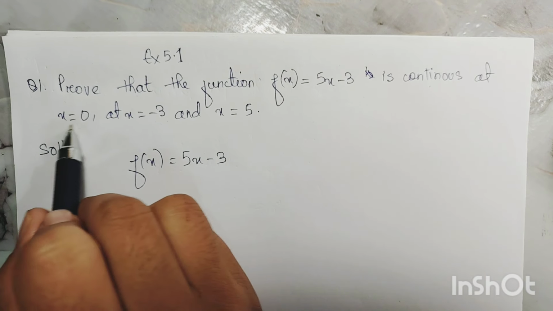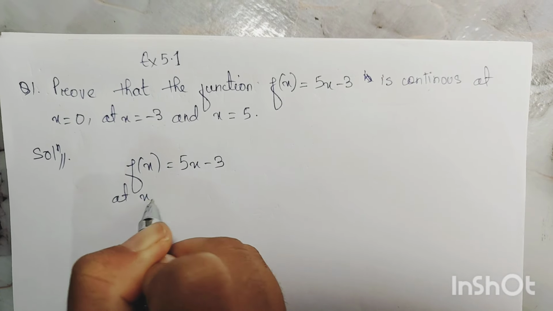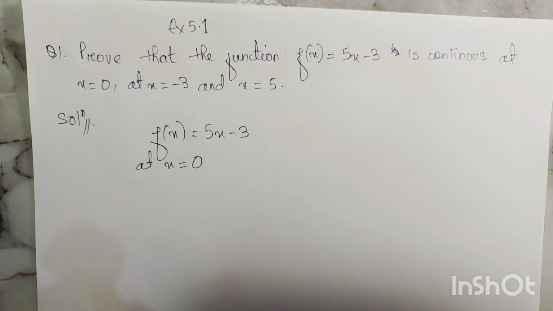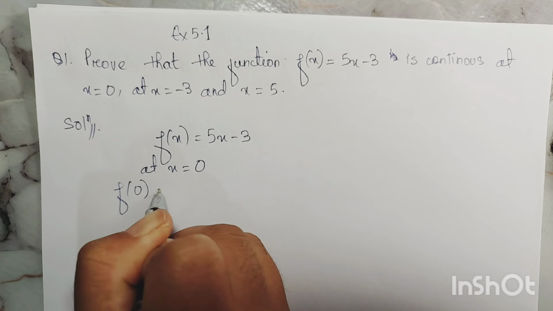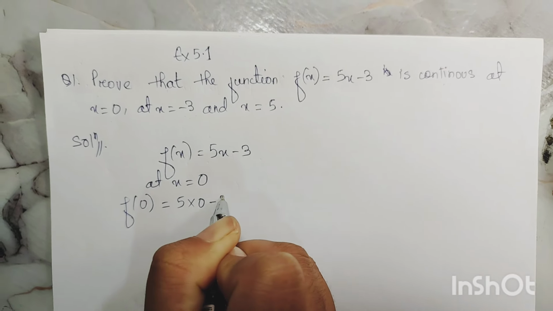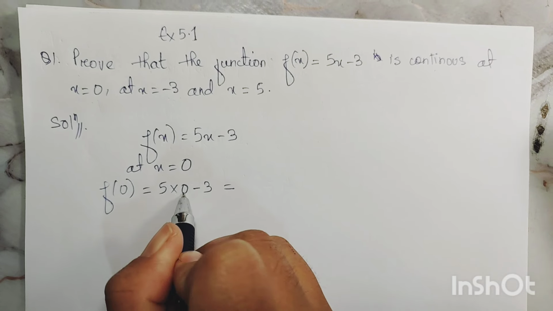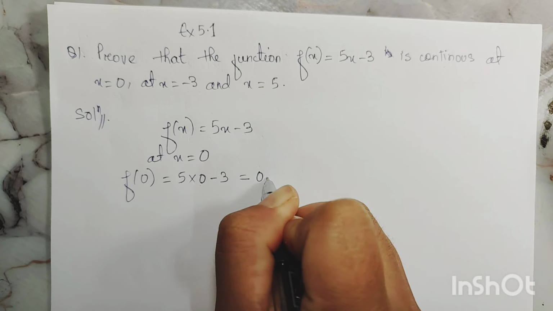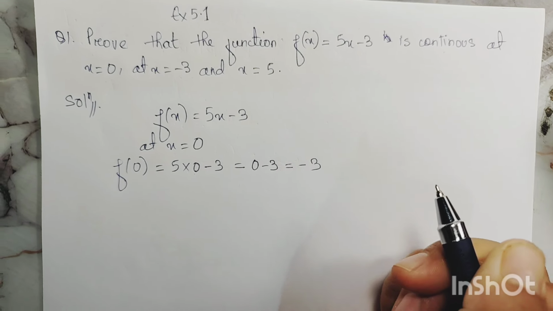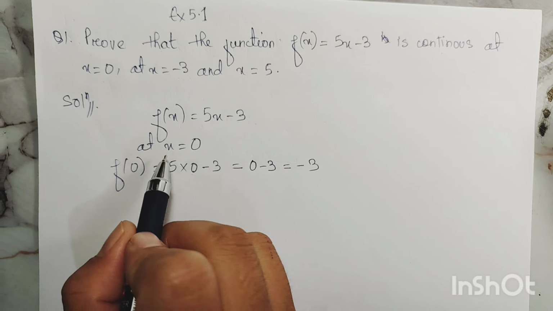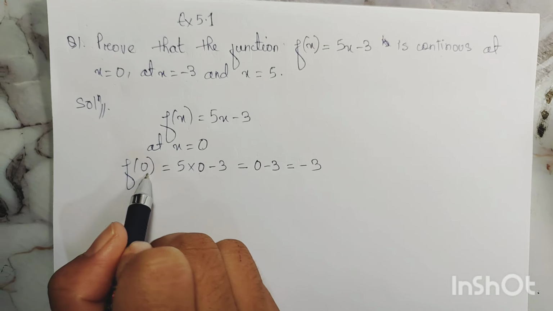At x equals 0: f of 0 equals 5 into 0 minus 3, which is 0 minus 3, equals minus 3. Now, at x equals 0, we have f of a.